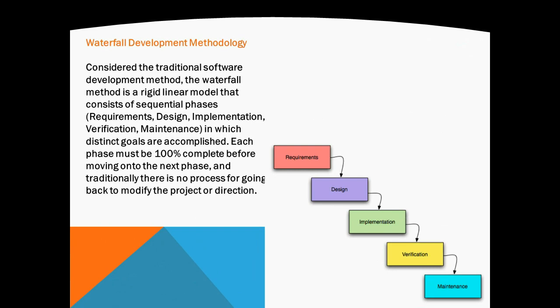The waterfall method is a rigid linear model that consists of sequential phases: requirements, design, implementation, verification, and maintenance, in which distinct goals are accomplished. Each phase must be 100% complete before moving on to the next phase, and traditionally there is no process for going back to modify the project or direction.